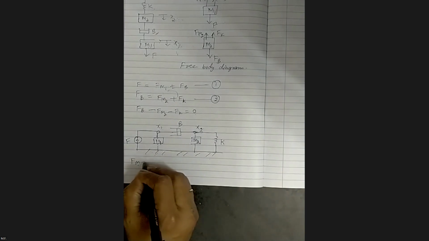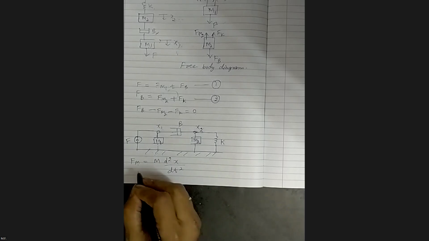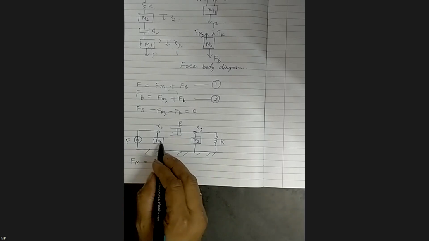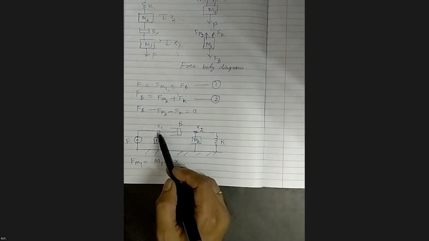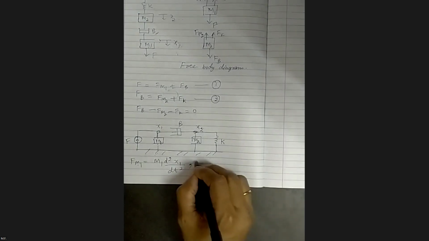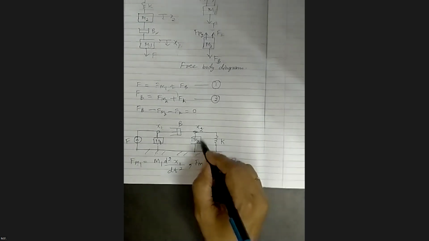Now we know that the mass inertia force is equal to m d square x upon dt square, where x is representing the displacement. Since I'm writing the inertia force for m1, this m becomes m1. And the m1 is connected to which node? It is connected to x1 node. Similarly, for the inertia force for mass m2, I'm writing m2 here, and since mass m2 is connected to x2, I'm writing here x2.